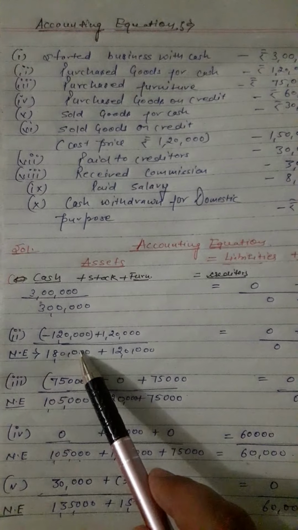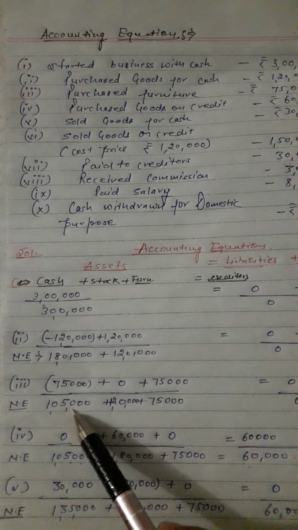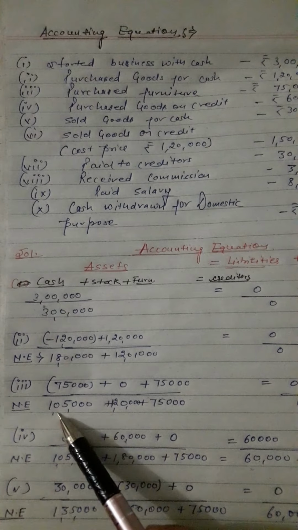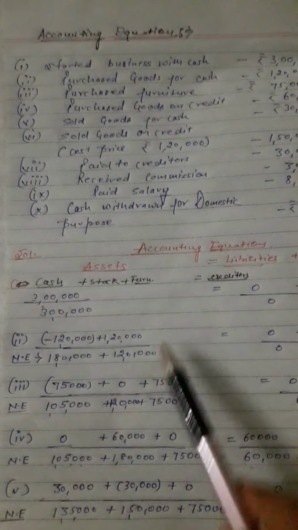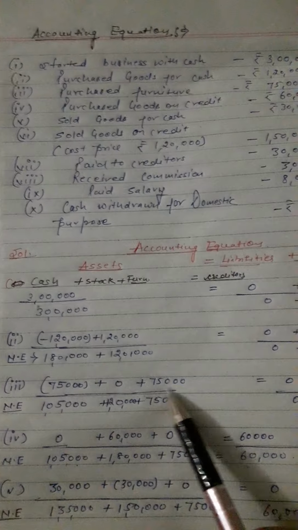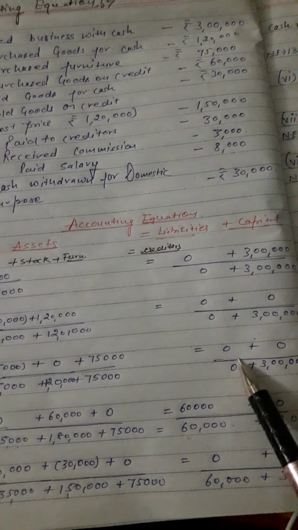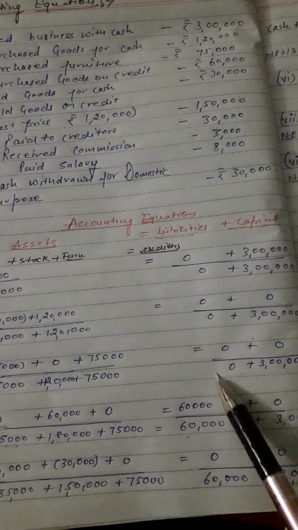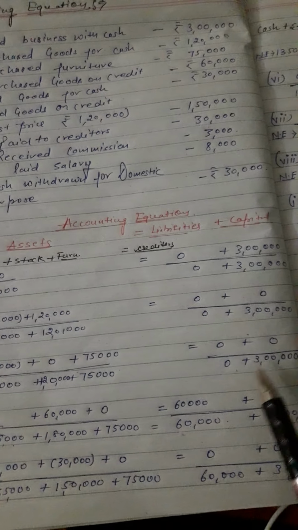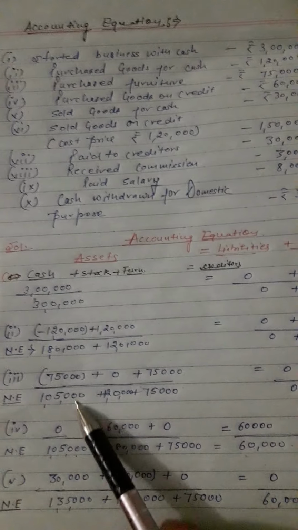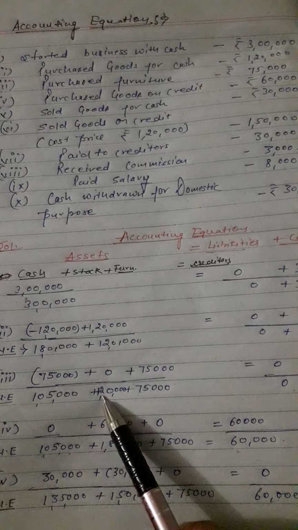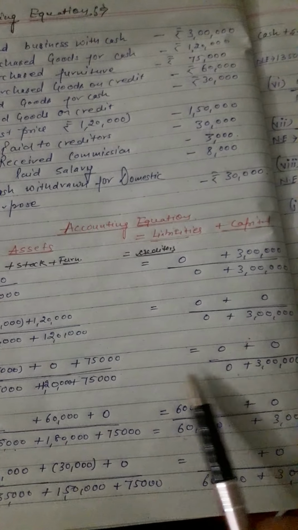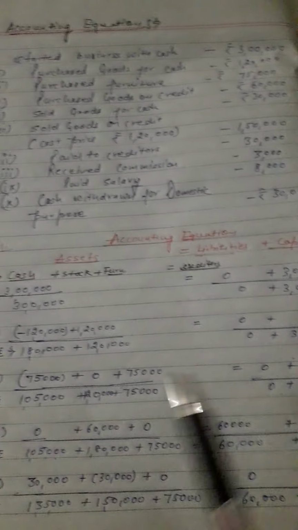Now new equation will become 1,80,000 less 75,000, it's 1,05,000. Stock same as above 1,20,000 plus furniture 75,000. Now creditors, means liability, 0 plus capital same as above 3 lakh. 1,05,000 plus 1,20,000 is 2,25,000, plus 75,000 is 3 lakh. 0 plus 3 lakh, 3 lakh. So both sides are equal.